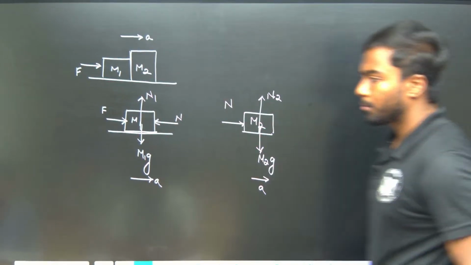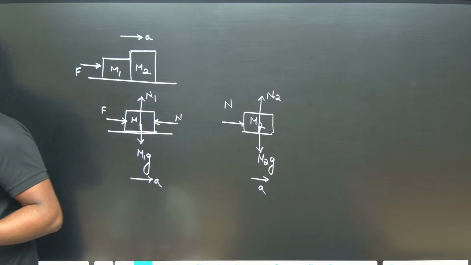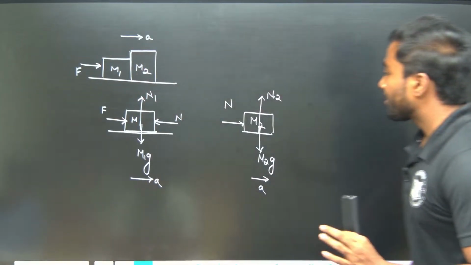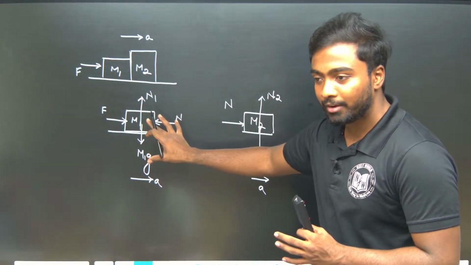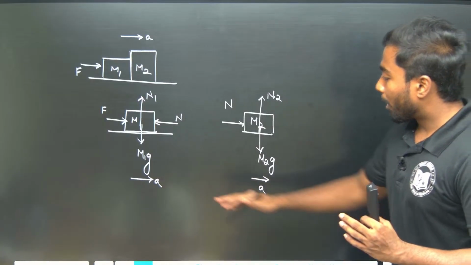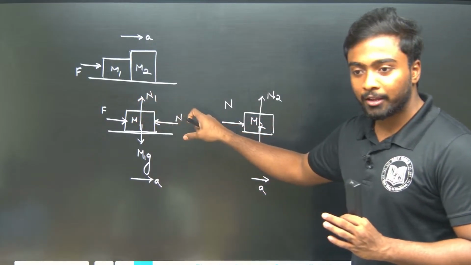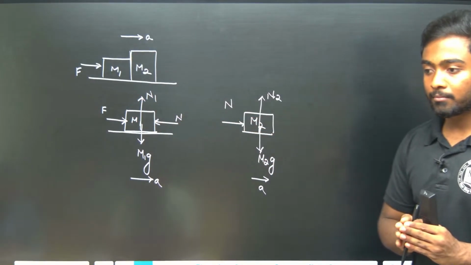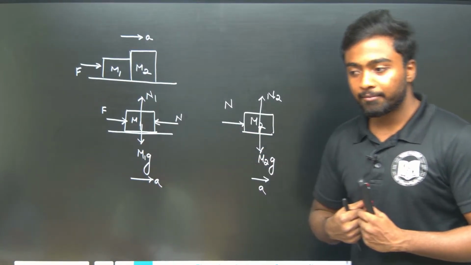Let me give a simple trick to solve this. First draw the free body diagram, note what forces are available, and write down the acceleration. Give an acceleration direction. Whatever forces are in the direction of acceleration, take them as positive, and forces in the opposite direction of acceleration are negative.